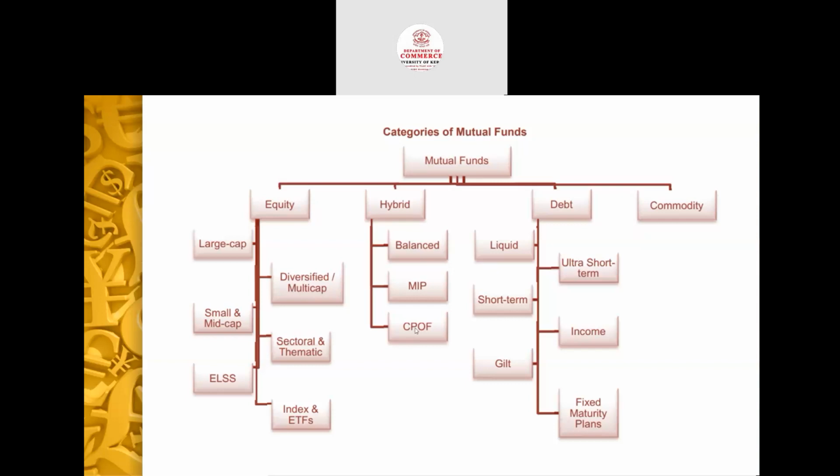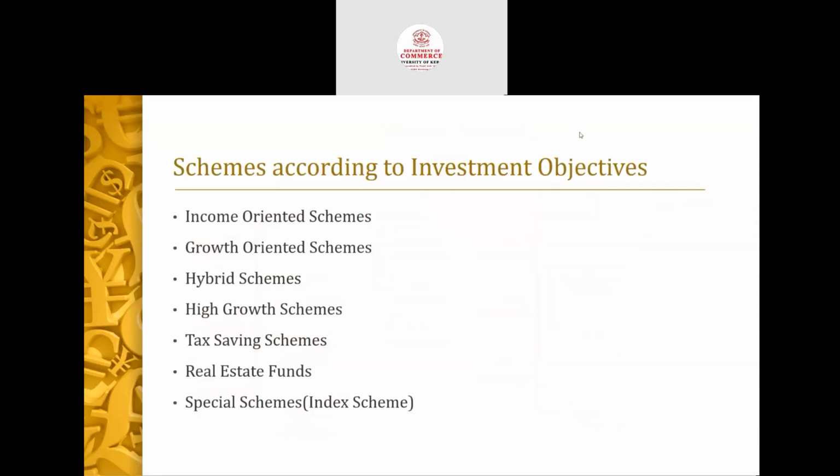For debt itself, we have different categories: liquid, ultra short-term, income, gilt, government securities, fixed maturity plans. We have commodity mutual funds. So there are various categories, but categories are also very important, but we need to give importance to investment objectives.